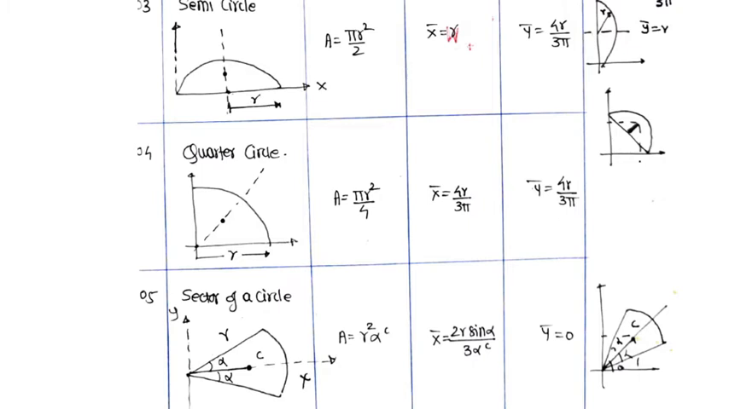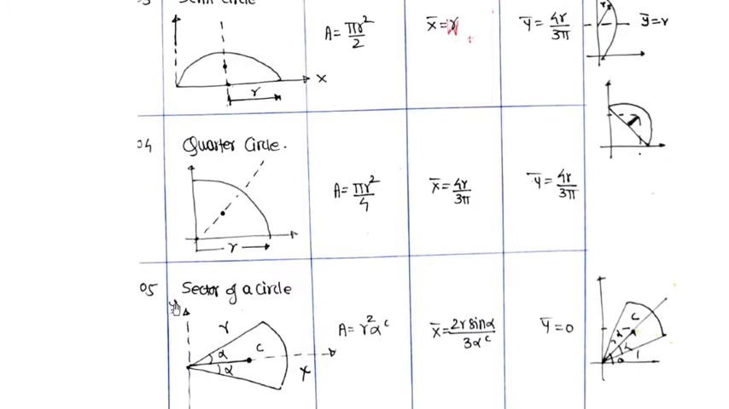Now, the next figure is a sector of a circle. This sector is placed as shown, this is the y axis and this is the x axis. The sector is placed symmetrical to the x axis. So, the x axis is the line of symmetry and the centroid lies on the x axis, and if a point is on the x axis, its y ordinate is equal to 0.